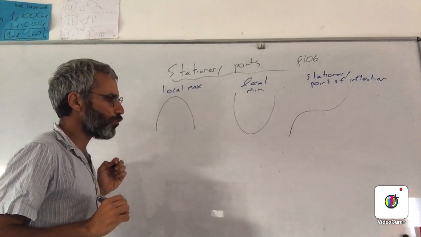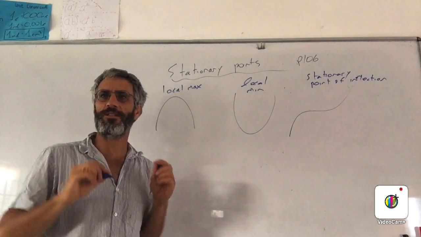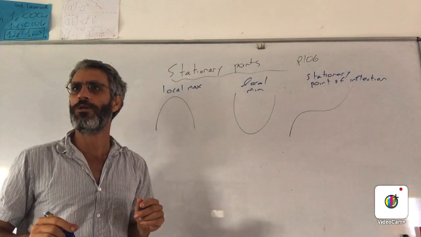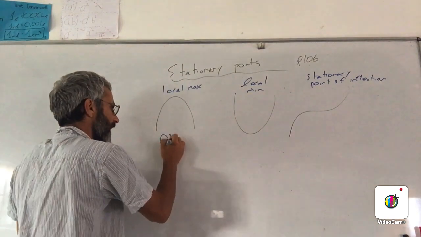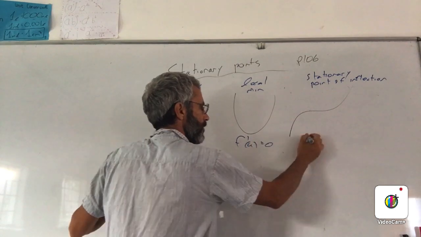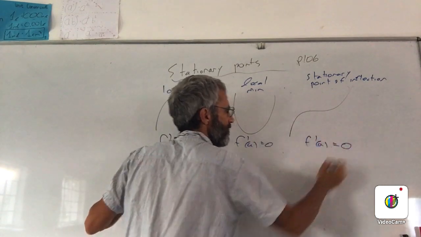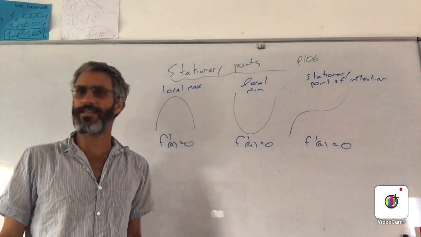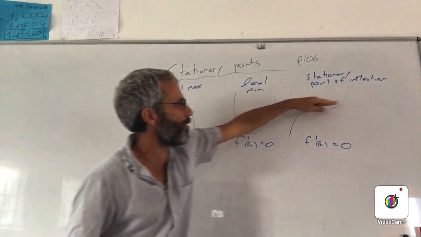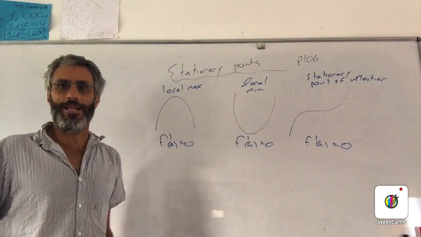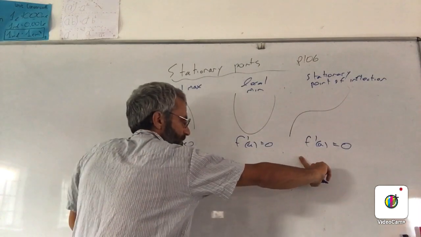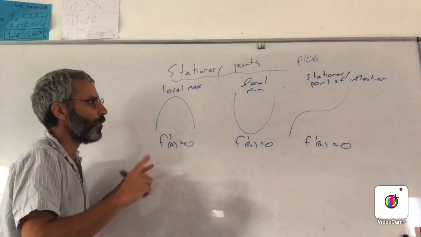Now, what is true for every stationary point in terms of the derivative? What is the derivative equal to? Zero. In all these cases, the derivative is zero. That's like the definition of the stationary point. The tangent at this point will be horizontal. The question is, how can we tell the difference? If all of them have the same first derivative, how can we tell which one is which?